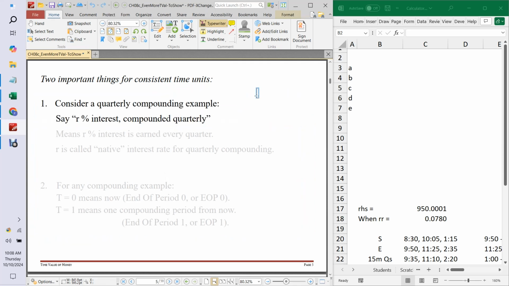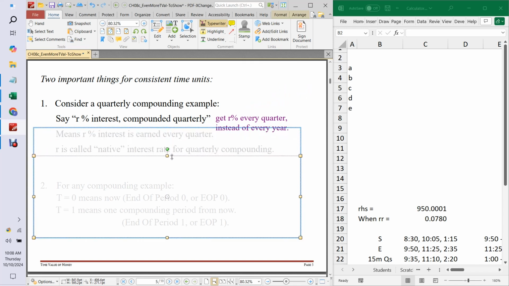So let's say we have quarterly compounding. What we mean by that is we get our % interest compounded quarterly. So more specifically even, we'd say we get our % every quarter instead of every year. So that's what we mean when we say our % interest compounded quarterly.